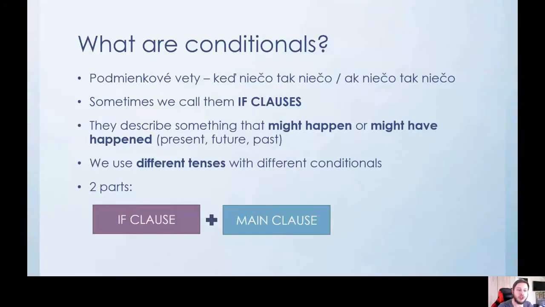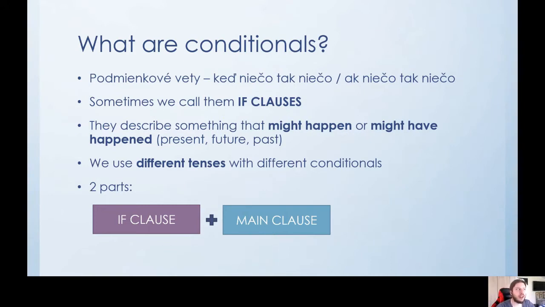Po slovensky sú to podmienkové vety. Čiže keď chceme povedať napríklad keď niečo, tak niečo. Ak niečo, tak niečo. Čiže chceme vyjadriť nejakú podmienku. Napríklad, ak by som vyhral veľa peňazí, kúpil by som si jachtu. Áno? Sometimes in English we call them if clauses.